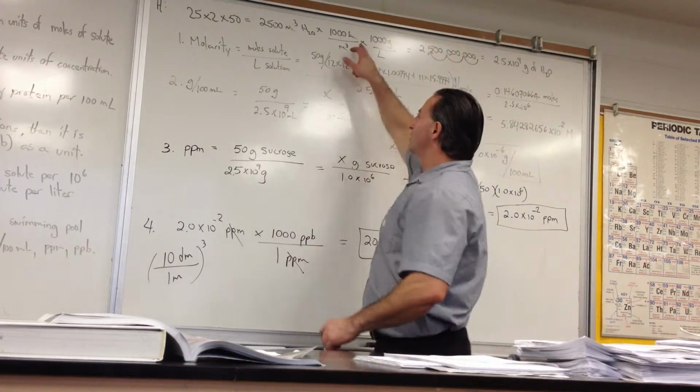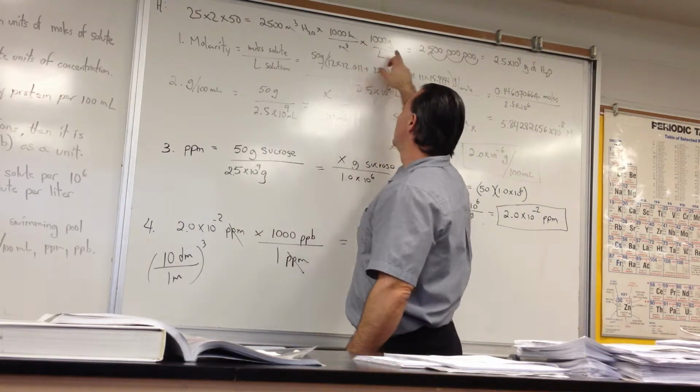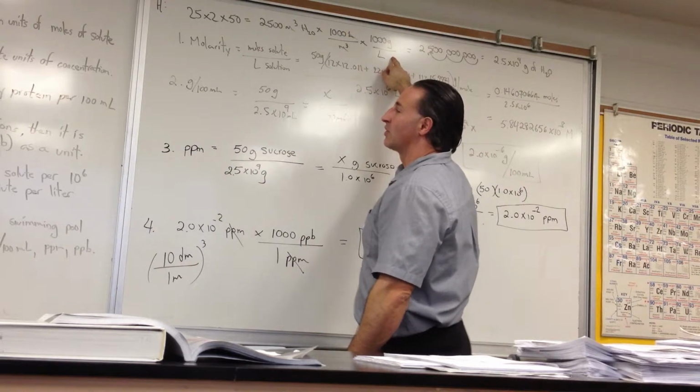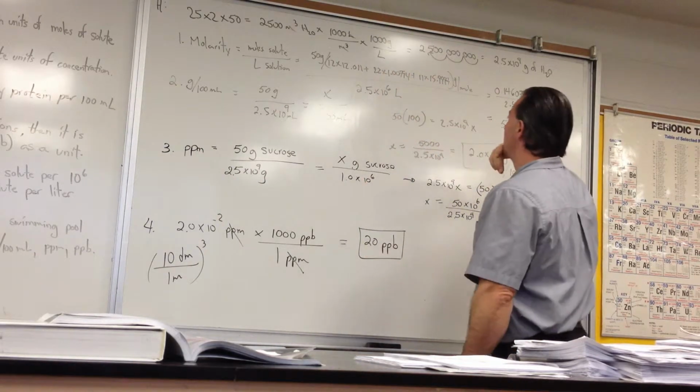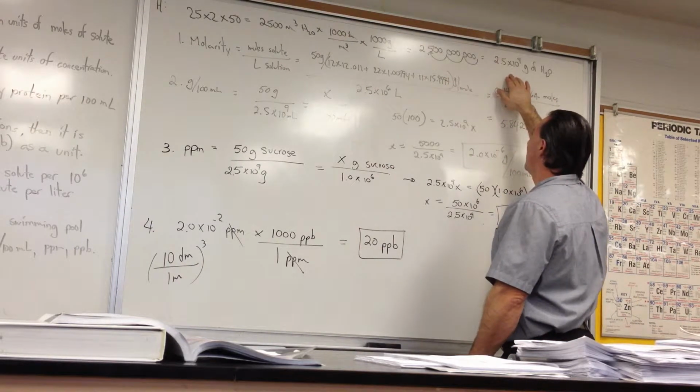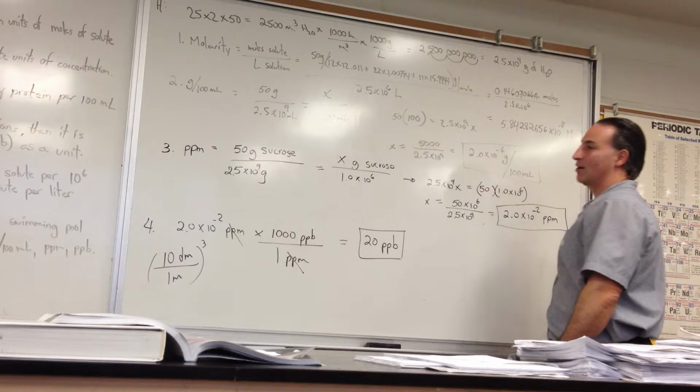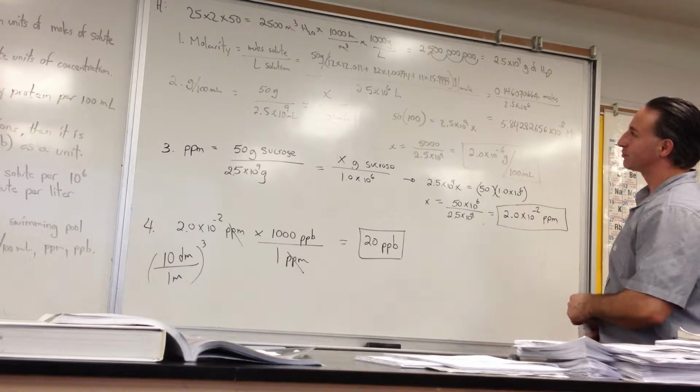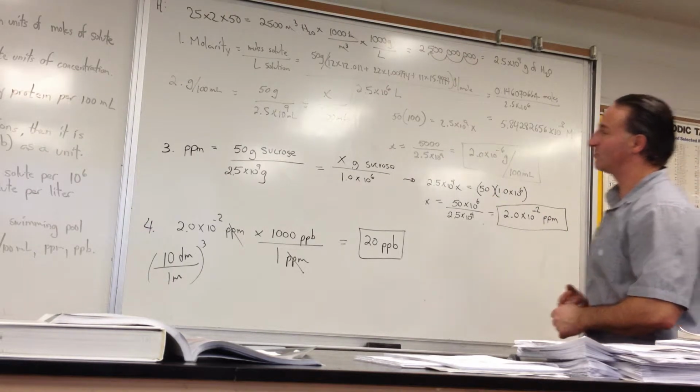So 1,000 liters are in 1 meter cubed, and then there's also 1,000 grams of water per liter of water, based on that density assumption we made. And so the total is 2.5 times 10 to the 9 grams of water in that Olympic swimming pool. 2.5 billion grams of water.